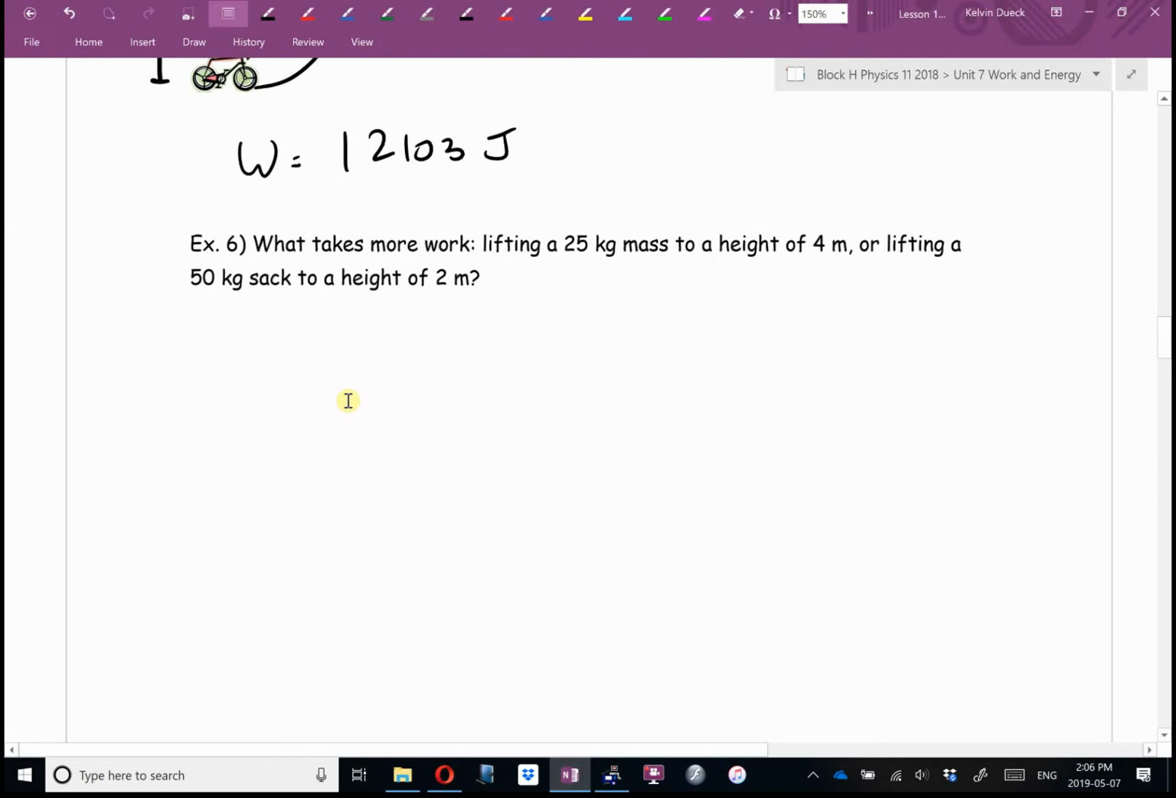Hey, what takes more work, lifting a 25 kilogram mass to a height of 4 meters or lifting a 50 kilogram sack to a height of 2 meters?